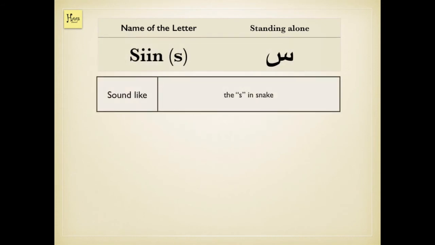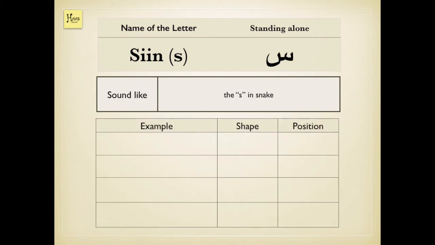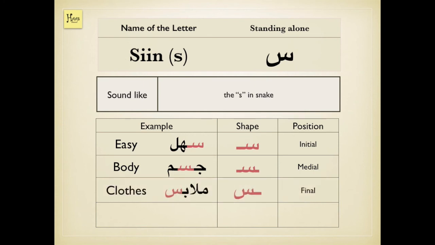Next letter, Siin, Sa. Okay, in English it sounds like the S in snake. Let's go through the examples. The initial position for Siin, the shape as you see, and the example here is Sahel, easy. The medial position, the shape as you see, and the example is Jism, body. The final position for Siin as you see, and the example is Malabis, clothes. The isolated position for Siin when it's standing alone as you see, and the example here is Ra's, head.